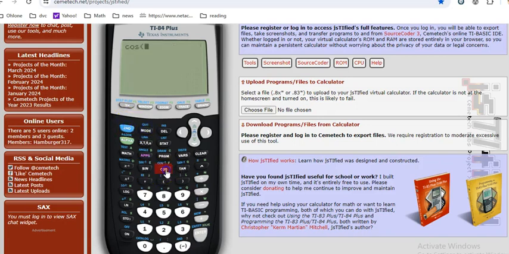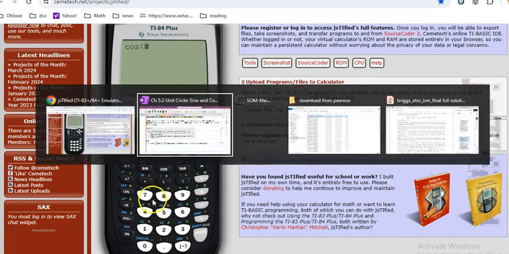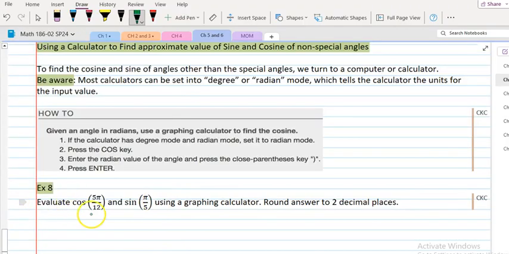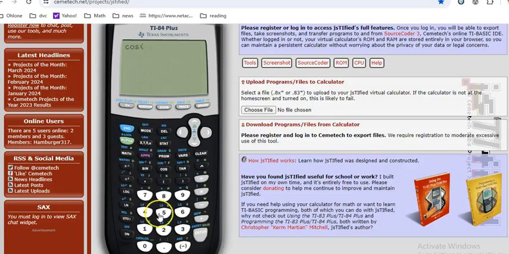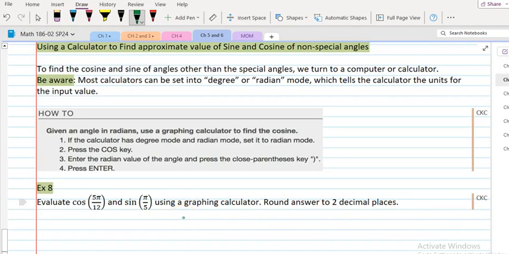So if I want cosine, what was the one that I want to do? 5 pi over 12, I would do 5, pi is second, up arrow, over 12. That's what you enter. So this is in radian and it's 0.2588. Usually use four decimal places.